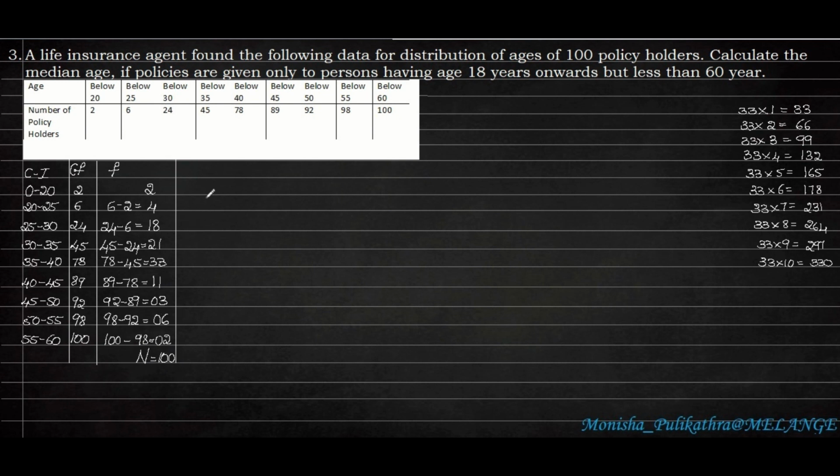Okay. So next we have to find out the median. So before finding out the median, we have to see in which class interval the median will fall. Okay. Here n is equal to 100. Therefore n by 2 is equal to 100 divided by 2, that is 50. So in which class interval range will it fall?